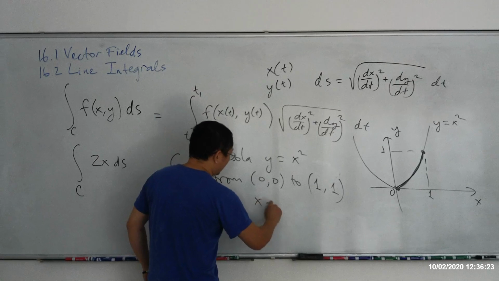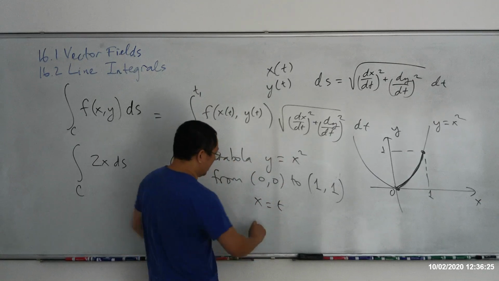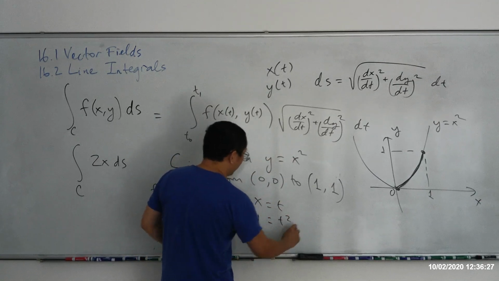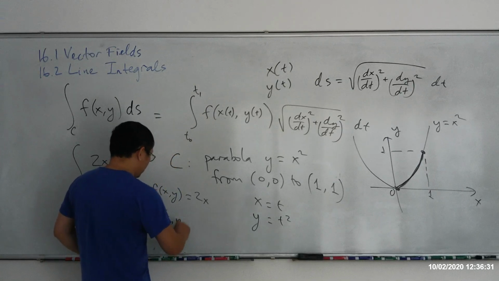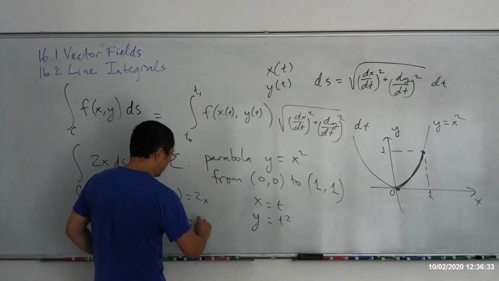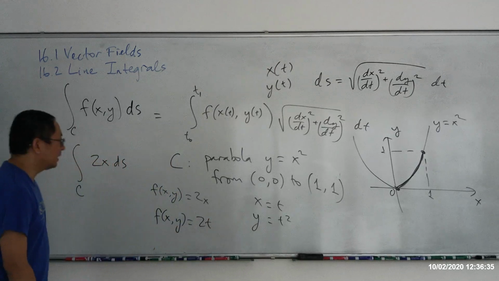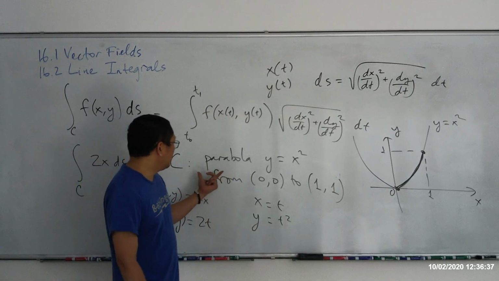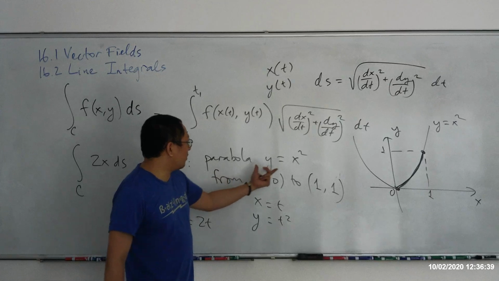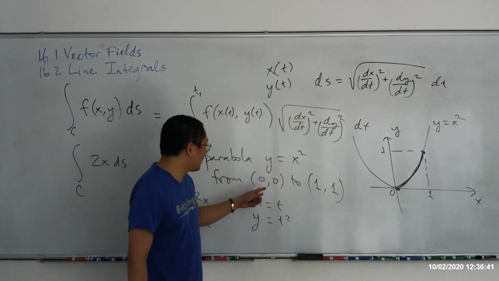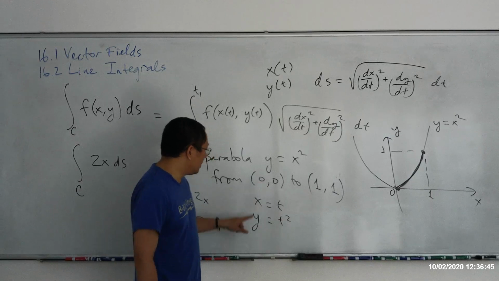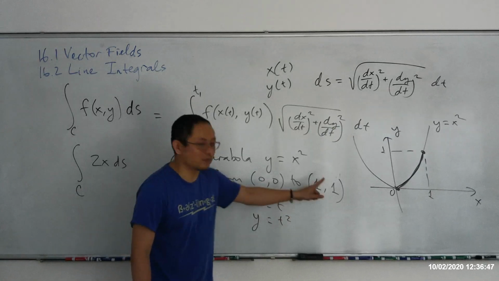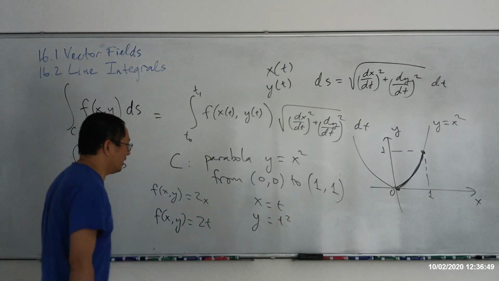Think of x equal to t. Then y is t squared because y is x squared. And f(x, y) equal to 2x means equal to 2t. And when the parabola runs from (0, 0) to (1, 1), x runs from 0 to 1, so t runs from 0 to 1. The book gives you a very simple example.